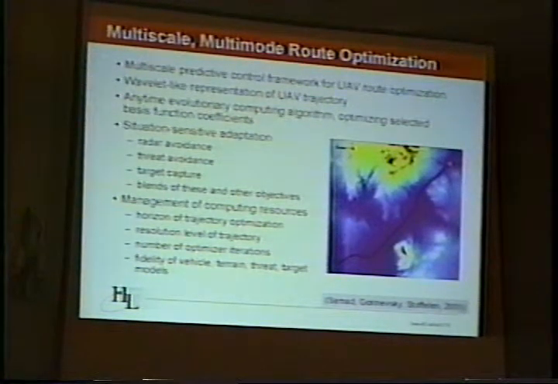And this is a multi-scale approach in the sense that we're adopting a wavelet-like representation for the trajectory of an uninhabited autonomous vehicle. So depending on which basis functions you engage or disengage, you can change the scale and resolution at different time horizons of your trajectory. Now, once you adopt this sort of representation, then the optimization problem boils down to coming up with values for the coefficients of the selected basis functions. And we're using an evolutionary computing algorithm to do that. And so this is an anytime algorithm.